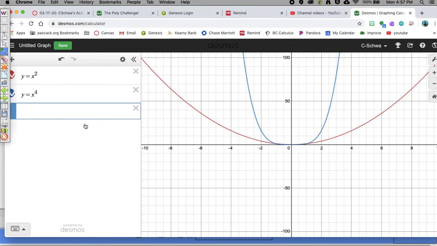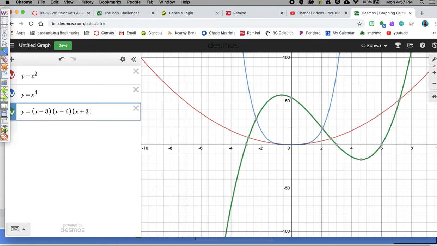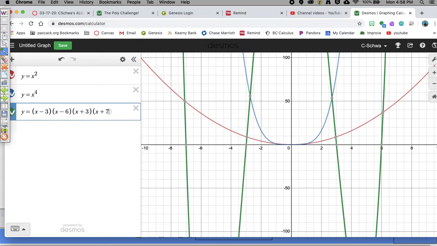But what I'd also like to show you is if I give you a quartic in factored form, right? We'll do x minus 3 times, say, x minus 6 times x plus 3 times, let's do x plus 7. Let's get crazy, okay? So what I want to show you, I'm going to turn this guy off and that guy off. Actually, I'm going to turn you back on.